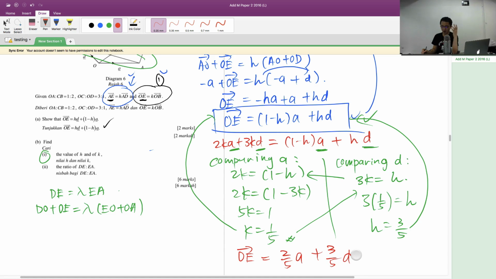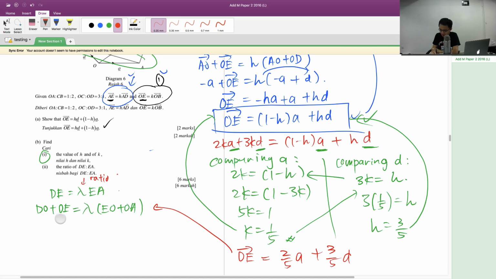So after I got my OE, I will substitute my OE into here because I want to solve this one. Okay, why I add the lambda is because this is ratio. Ratio, we always need to add the lambda to actually try to find the lambda. If you can find the lambda, you can find ratio.